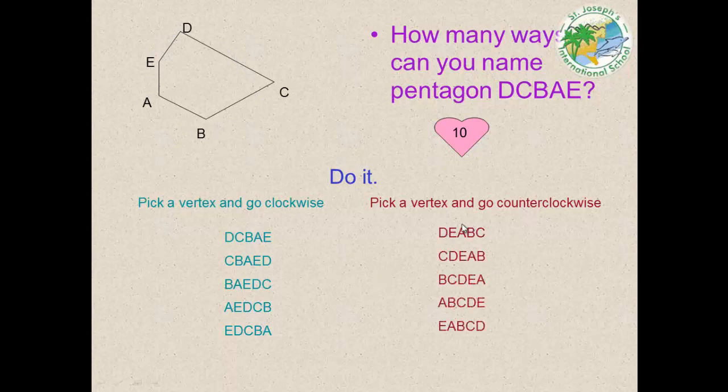Now, pick a vertex and go counterclockwise, and here go clockwise. Here with clockwise, and here the opposite of clockwise: D, E, A, B, C, or C, D, E, A, B, or B, C, D, E, A, or A, B, C, D, E, or E, A, B, C, D. This is counterclockwise. This goes with clockwise.